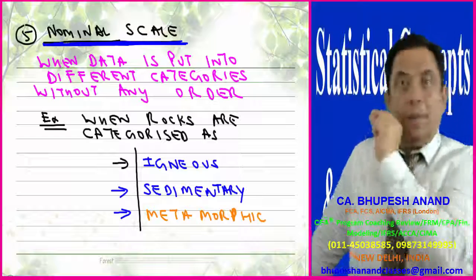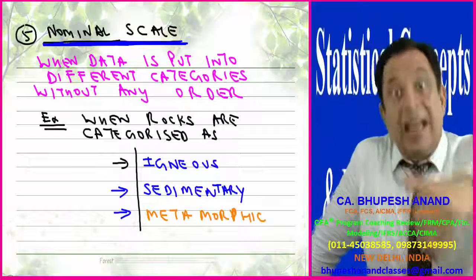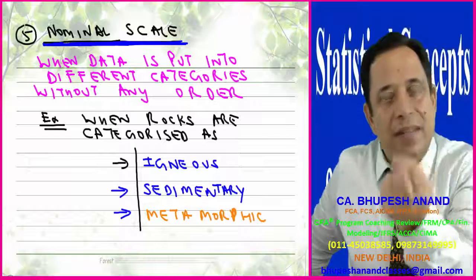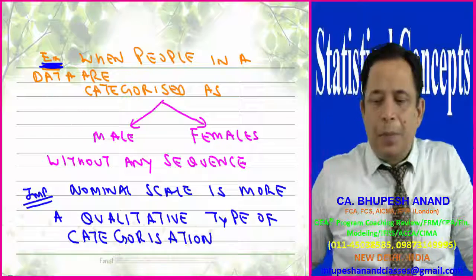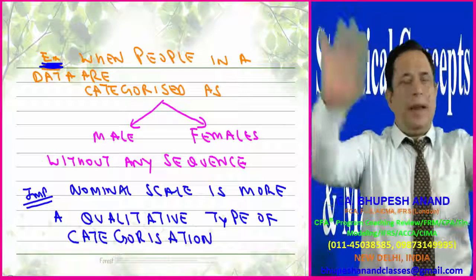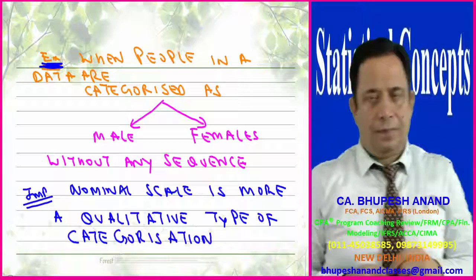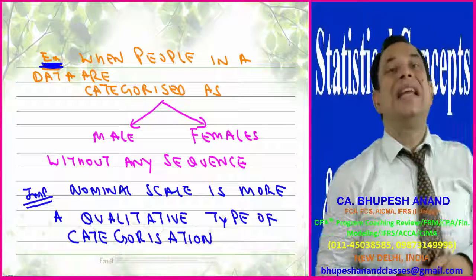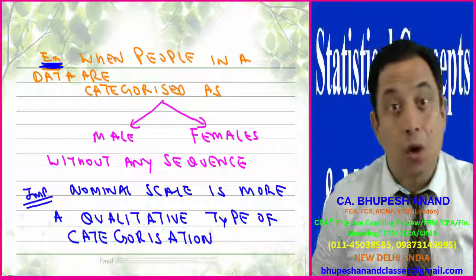Without any order. But in ordinal scale, that is the next version, we will be categorizing and giving the order also. Firstly, you have written that nominal. So nominal is when people in the data set are just categorized between males and females. Nothing other than that. That is nominal. The nominal scale is more a qualitative type of categorization, not a quantitative one.